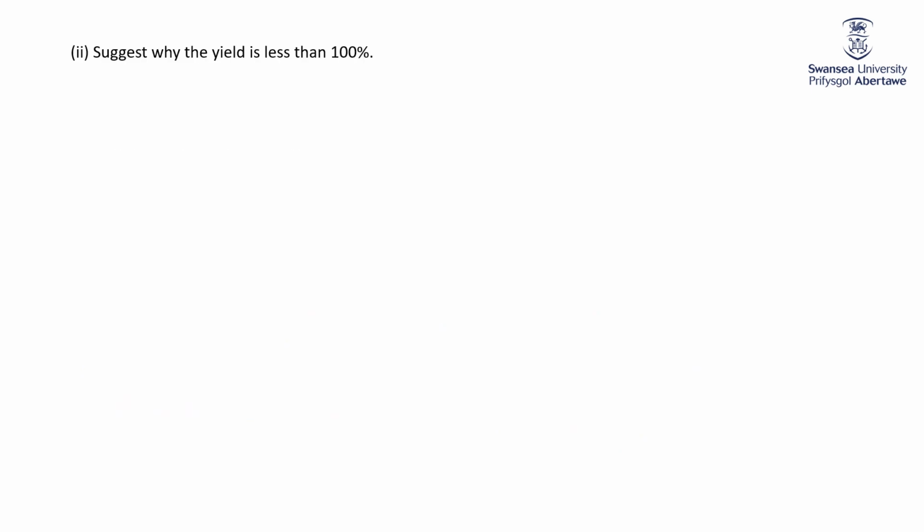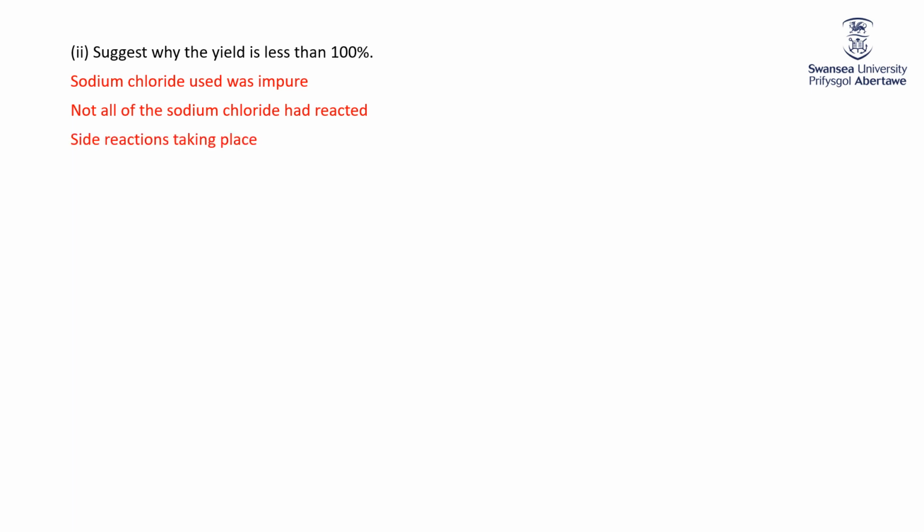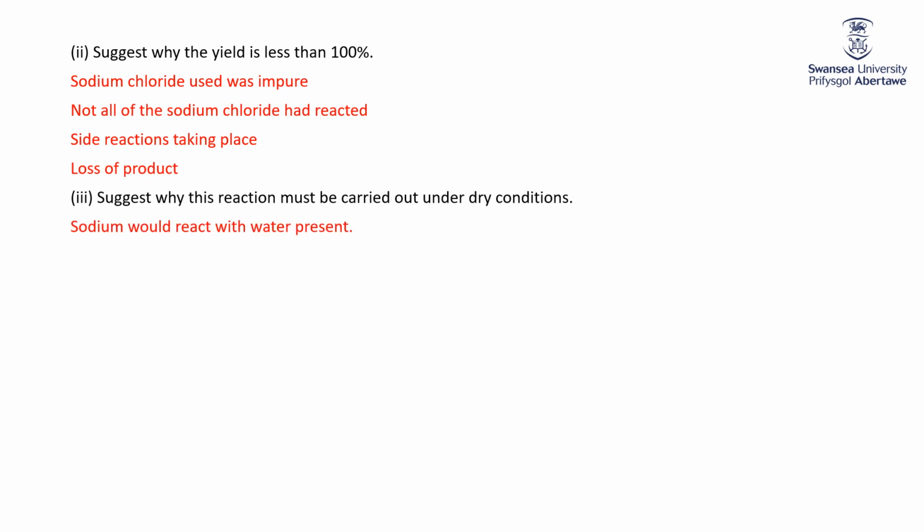The next part asks us to suggest why the yield is less than 100%. This is because the sodium chloride could have been impure. Not all the sodium chloride could have been reacted. Side reactions were taking place, and there was loss of product. Suggest why this reaction must be carried out under dry conditions. This is because the sodium would react with water present.